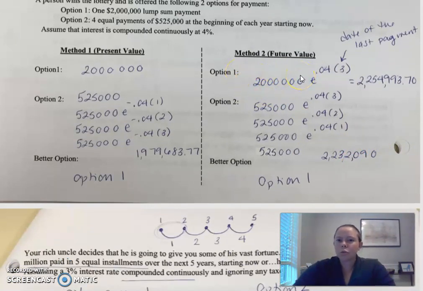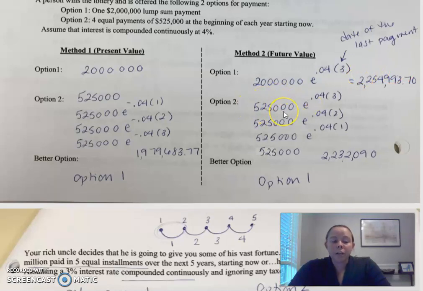Now here's where it gets a little tricky. You get a payment today and you get another payment a year from now. That's technically 2 payments in 1 year. So that's why you'll notice it's 2 million e to the 0.04 times 3, because we're getting the last payment 3 years from now. And that's what we're trying to time so we can compare on the day we get this last payment of 525,000. So 2 million e to the 0.04 times 3. And there it is, that's the future value.